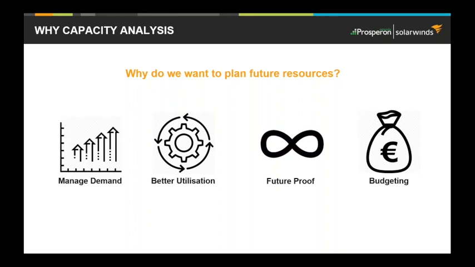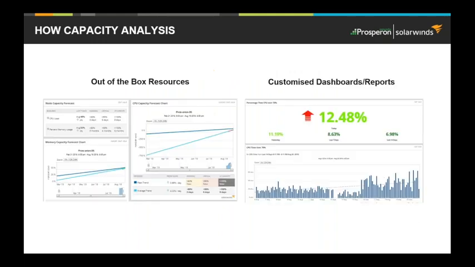So how are we going to do that? How are we going to manage the capacity of our network? Well, in SolarWinds, we have two options. We can use the out-of-the-box resources, the ones that 50% of you are using, which are great, really good. We're going to encourage you to use them. But we're also going to use our own custom dashboards and custom reports that will give us this extra data, extra information to be able to do a more accurate analysis of your capacity requirements.